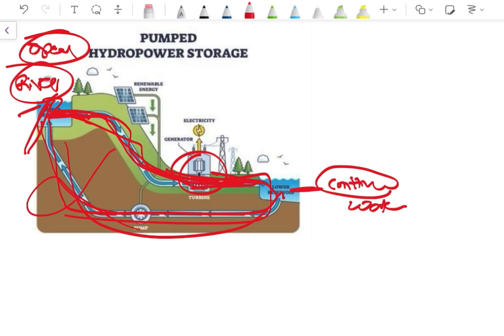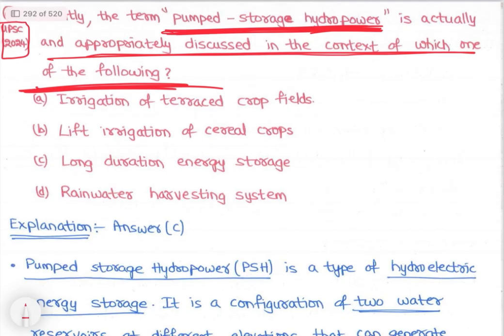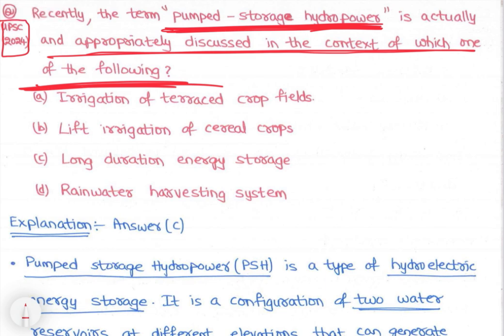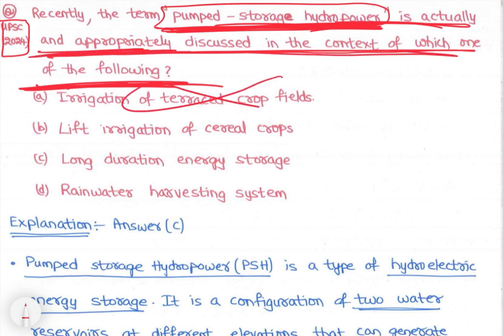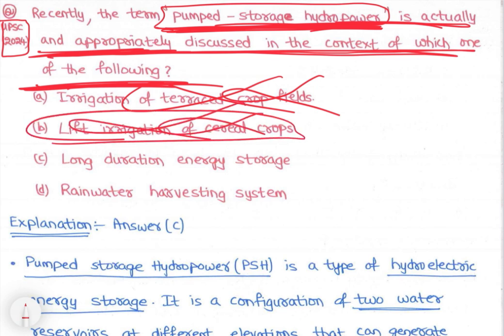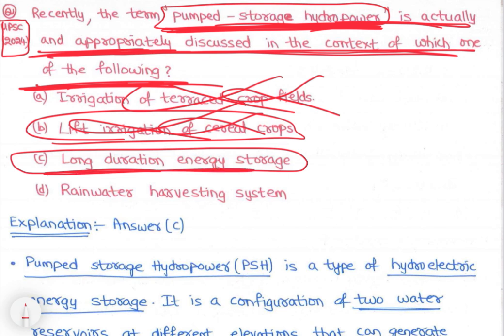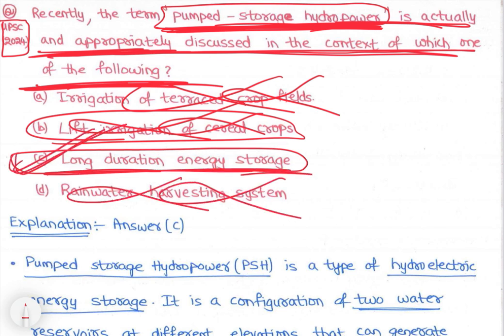Now let's go to the notes and we'll read the content. See, recently the term pumped storage hydropower is actually and appropriately discussed in the context of irrigation of terraced crop fields, no. Lift irrigation of cereal crops, no. Long duration energy storage, it is with respect to energy storage. Rainwater harvesting system, no. Option C is the correct answer, right. So pumped storage hydropower, hydropower is here, it is with respect to electricity. We can easily eliminate options also if we don't know anything about it.